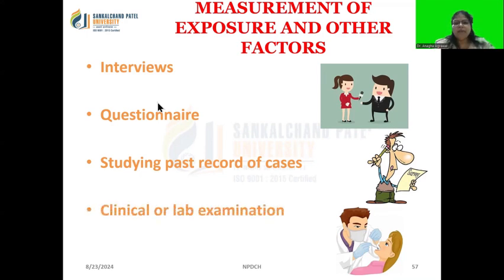Then clinical or lab examination. For example, some things are based on clinical or lab examination, like CBC, that is, how much is the normal WBC, RBC counts. Then second, when you're doing any study on diabetic patients, how much was their daily sugar, or cholesterol level if you're doing any study on cardiovascular diseases. So these are investigations we can have from the lab.